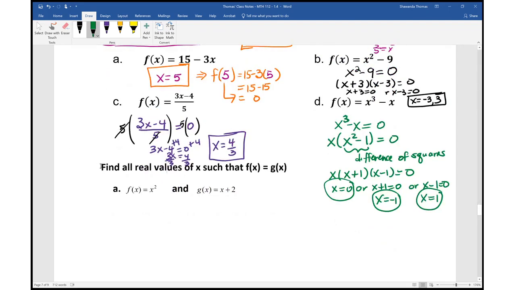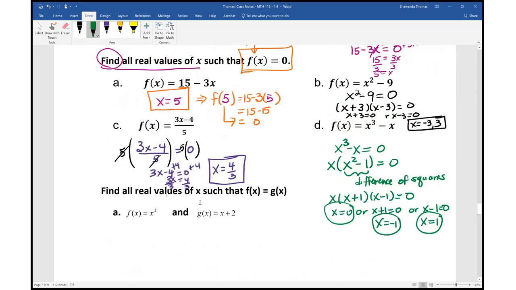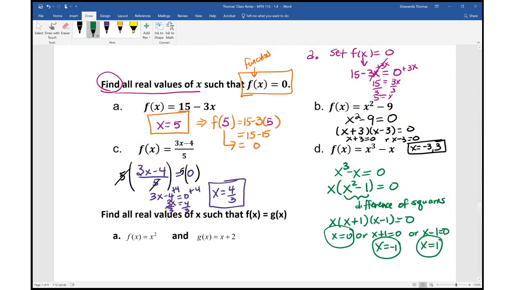Okay, the next problem says find all real values of x such that f of x equals g of x. So that's a different instruction than find all real values of x such that f of x equals 0.